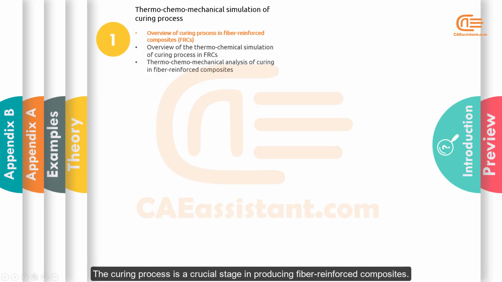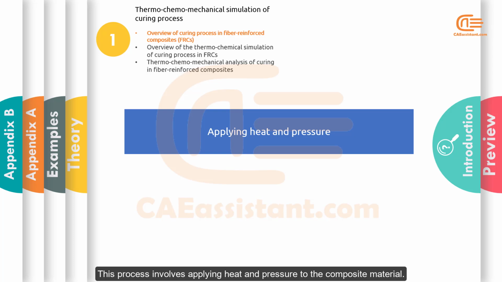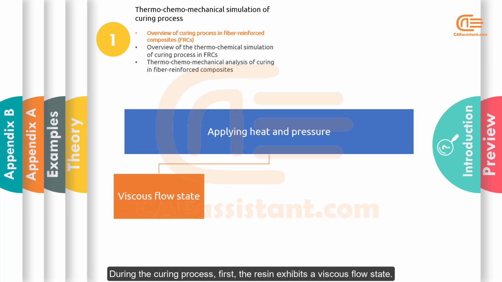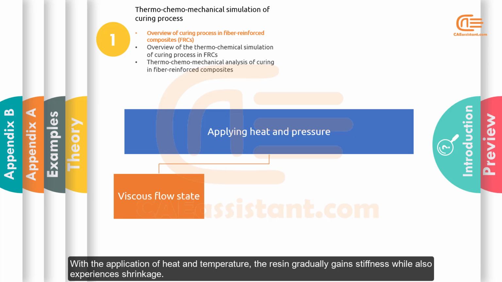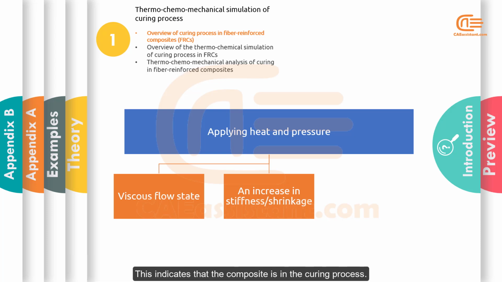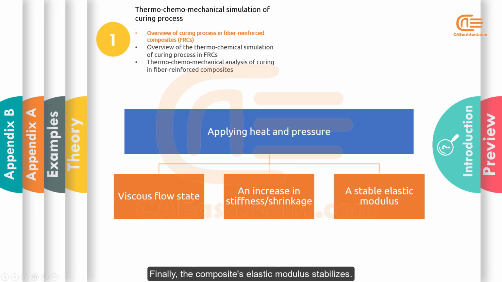The curing process is a crucial stage in producing fiber-reinforced composites. This process involves applying heat and pressure to the composite material. During the curing process, first the resin exhibits a viscous flow state. With the application of heat and temperature, the resin gradually gains stiffness while also experiencing shrinkage. This indicates that the composite is in the curing process. Finally, the composite's elastic modulus stabilizes.